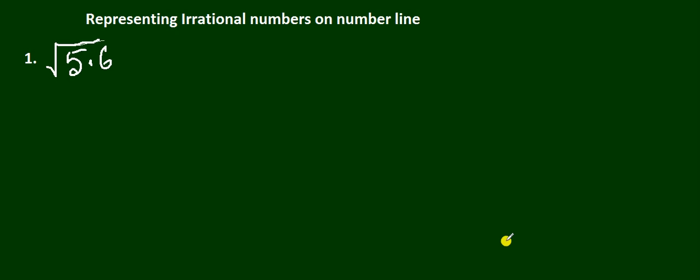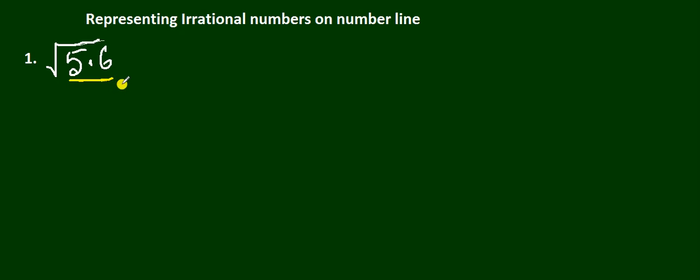For those of you who have seen my previous video, I had used the spiral method of representing irrational numbers, which is mostly used when the number under the square root sign is a whole number. But this particular method, what I am going to explain to you today, can be used for any type of irrational number. Okay, so let us start first.